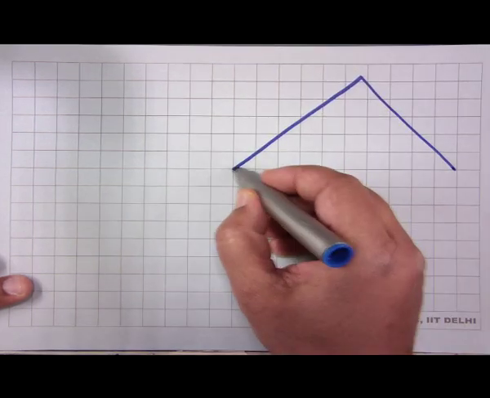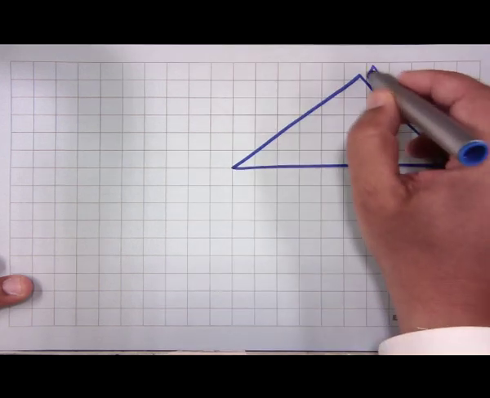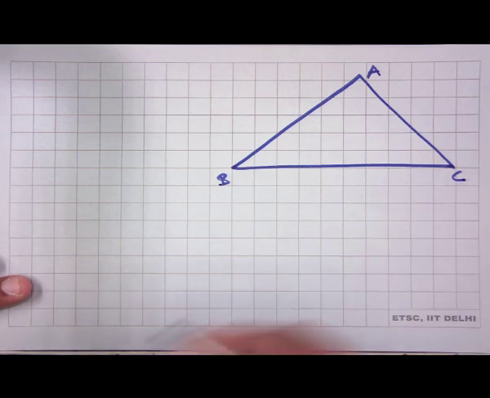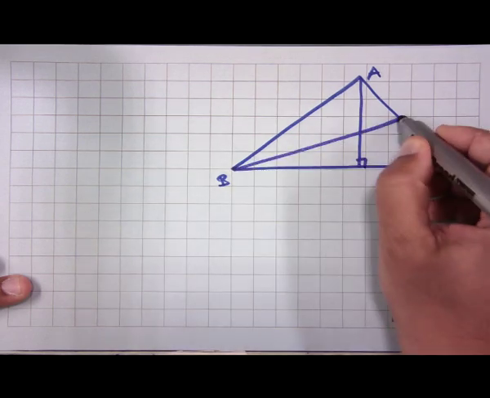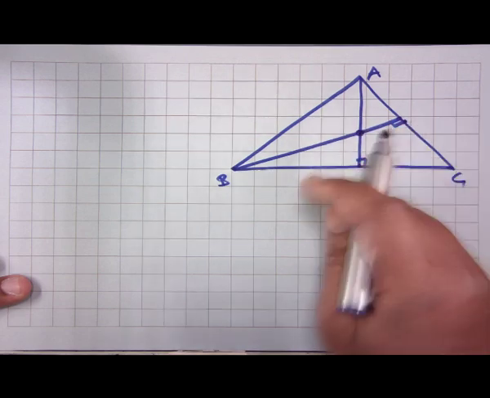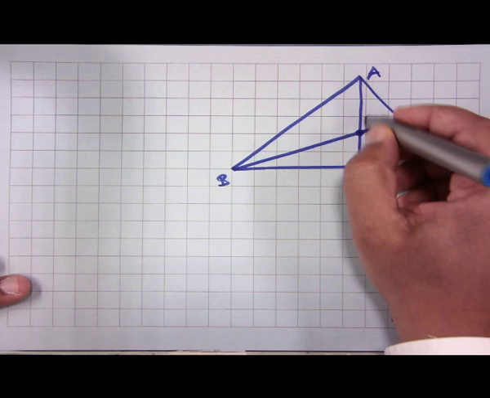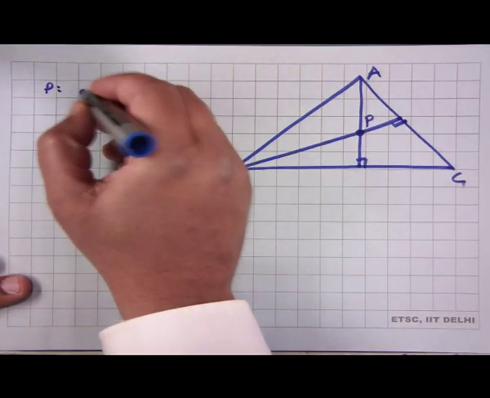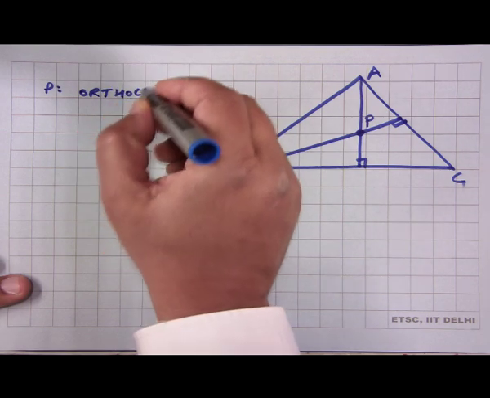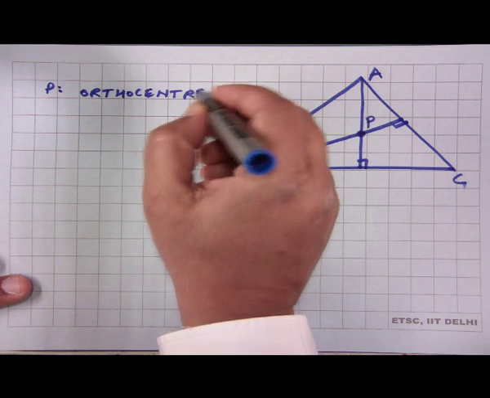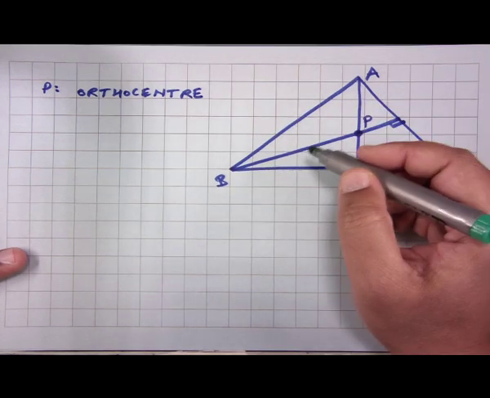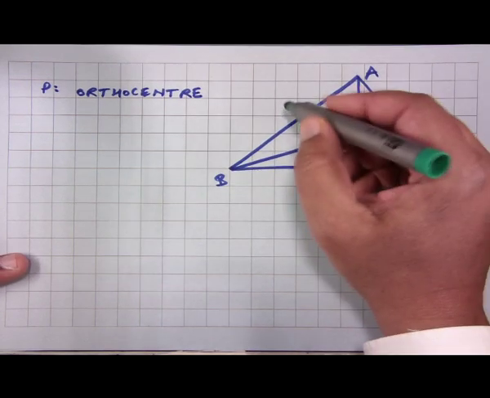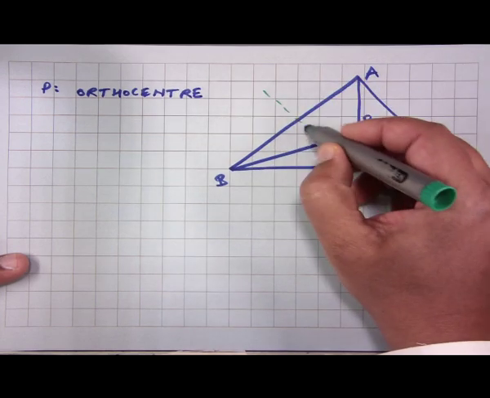So let this be the triangle ABC. The point of intersection of the two perpendiculars is the orthocenter P. So P is the orthocenter, and then the circumcenter is simply the intersection of the perpendicular bisectors of the sides.